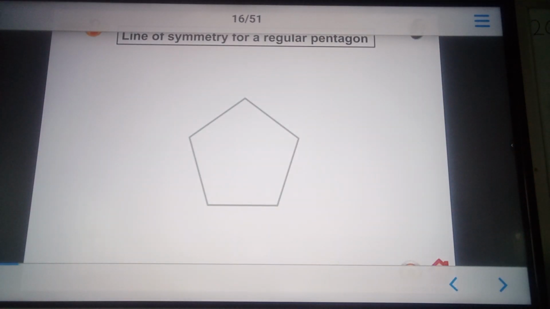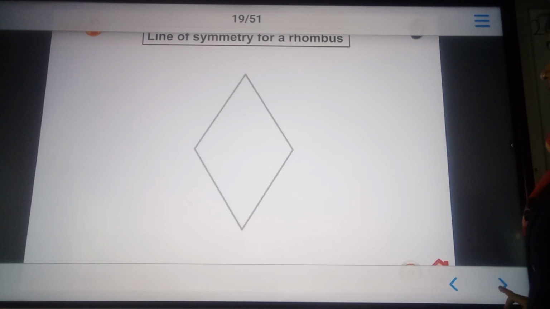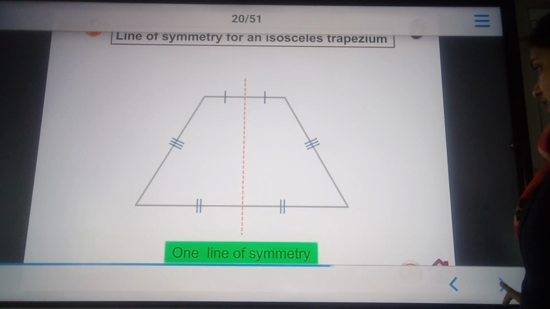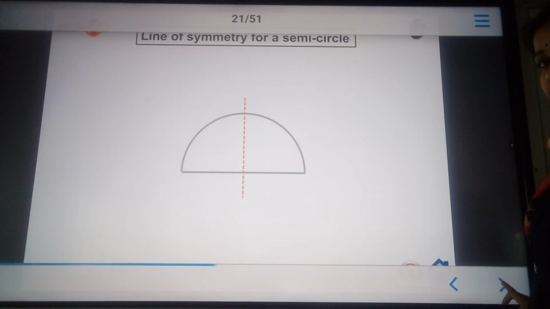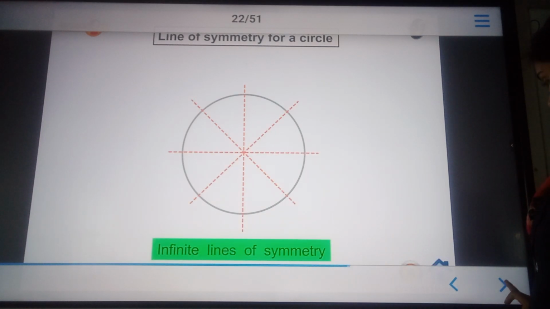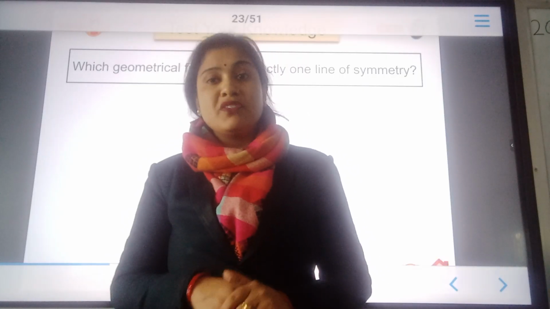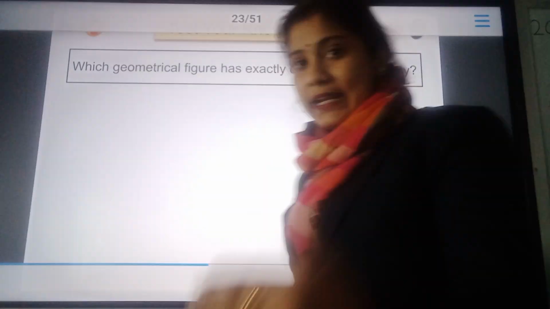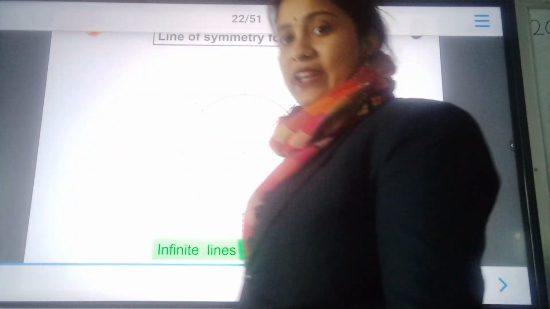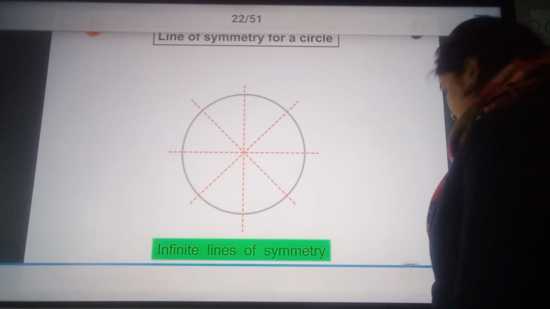So for various figures, such as a regular pentagon, a regular hexagon, a rhombus, a kite, which is an example of a rhombus, an isosceles trapezium, a semicircle, a circle, and so on, we have seen the line of symmetry for so many figures. Again, let us go back to all those figures. Here is the line of symmetry for a circle.